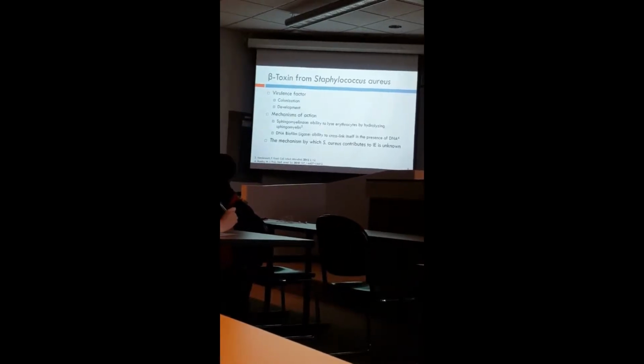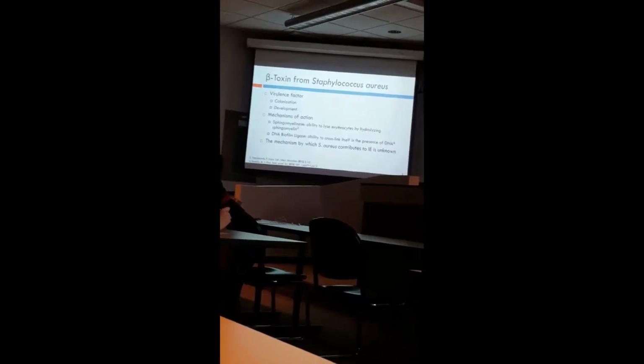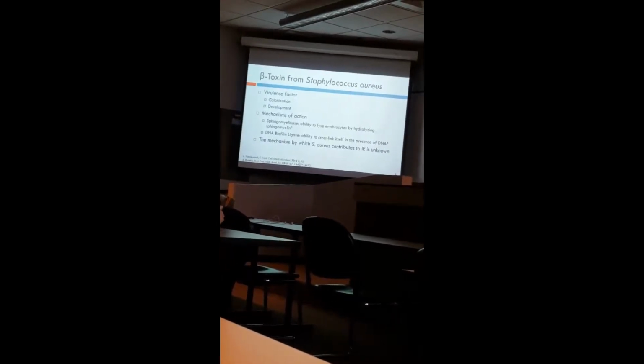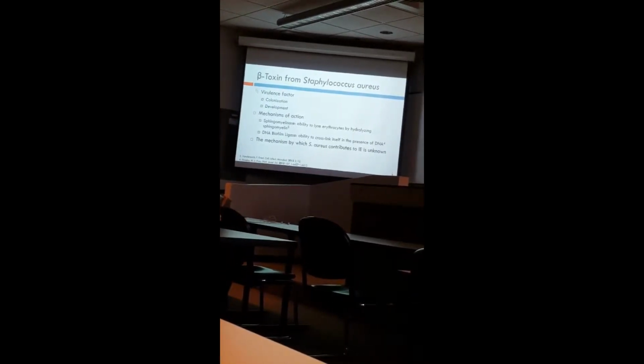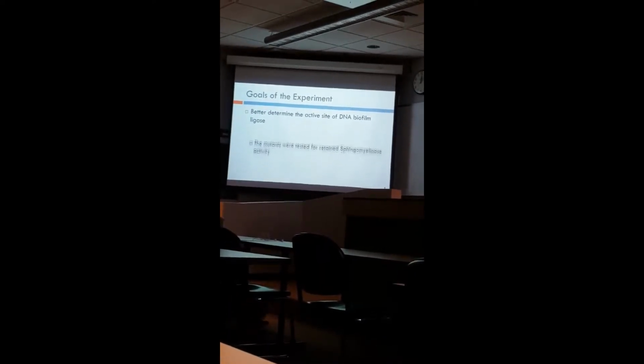So we know the two mechanisms that beta toxin acts by, but we don't know exactly how they contribute to infective endocarditis specifically. So here are the main goals of the experiment. They first need to better determine the active site of DNA biofilm ligase. They know the sphingomyelinase active site, but they're not entirely sure of the biofilm ligase, so they do a couple of tests to better determine the amino acids that are needed for that active site.